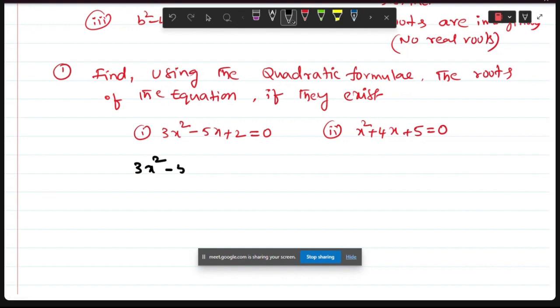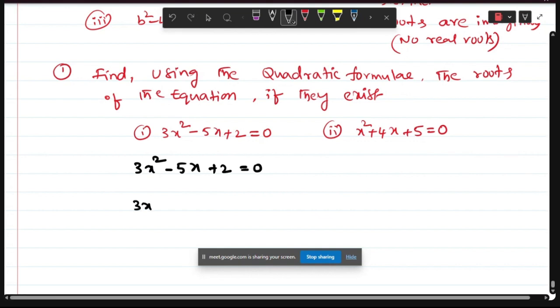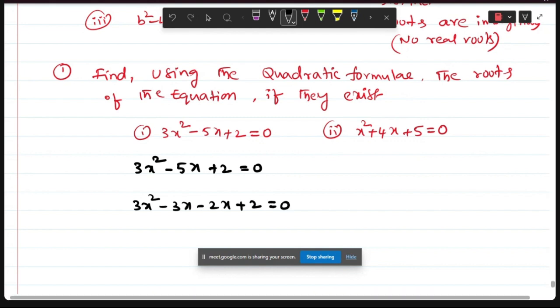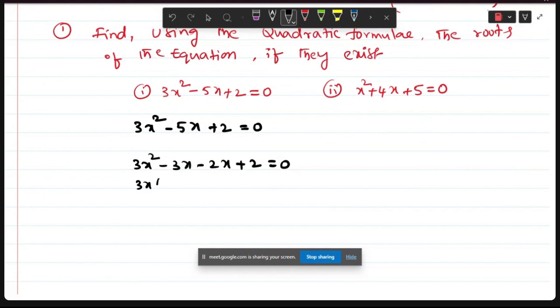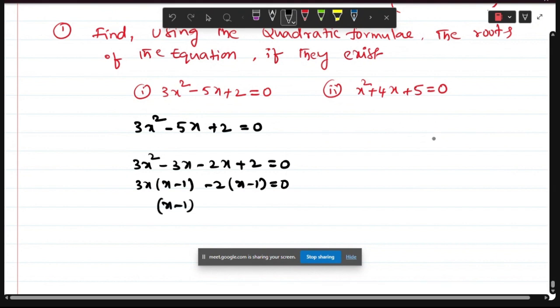If 3x square minus 5x plus 2 is equal to 0, we are using the splitting method only. 3x square minus 3x minus 2x plus 2 is equal to 0. Now 3x is common, and minus 2 is common, so x minus 1 into 3x minus 2 is equal to 0. x is equal to 1, x is equal to 2 by 3.